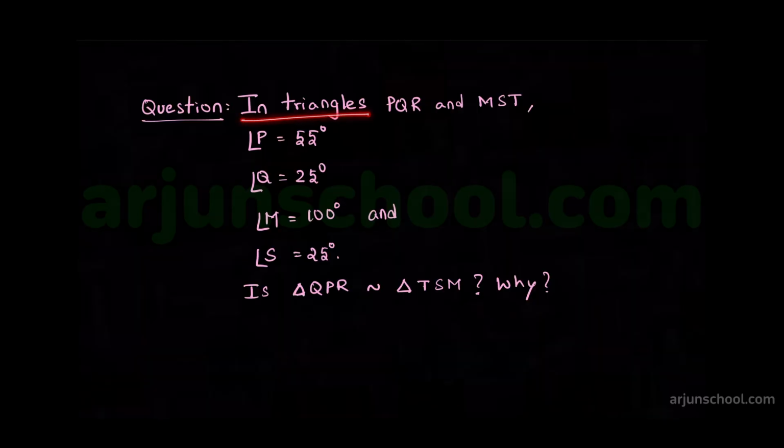In triangles PQR and MST, angle P is equal to 55 degrees, angle Q is equal to 25 degrees, angle M is equal to 100 degrees, and angle S is equal to 25 degrees. Is triangle QPR similar to triangle TSM? Why?